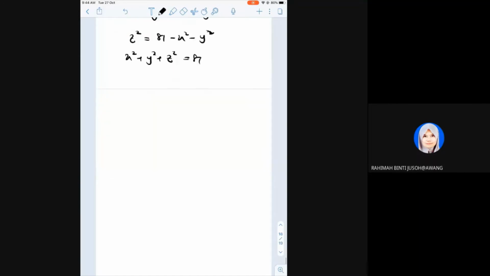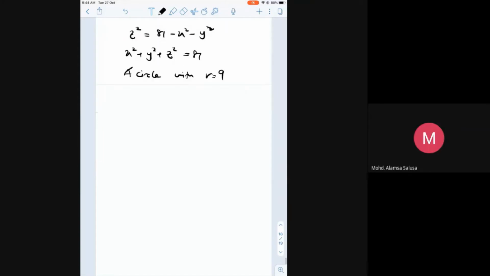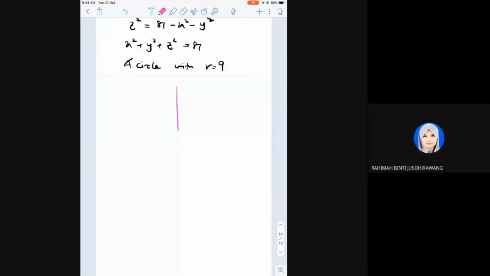So we know that this is a circle with radius, what's the radius? Eh, equal. Nine. Yes. Square root of 81 is 9. It's okay. Nice try. As long as you respond, I'm happy.